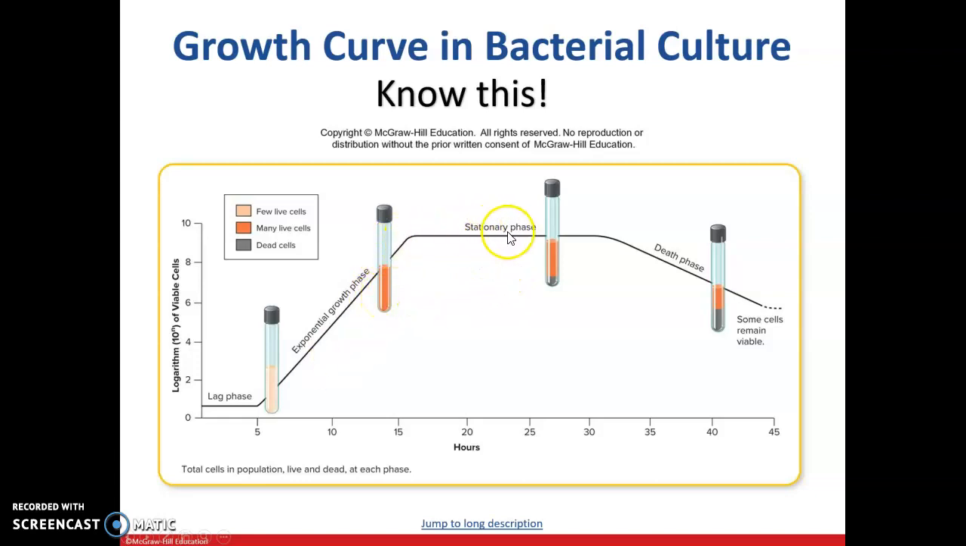Then we kind of plateau off, right? We've got some cells starting to die a little bit, but really it's kind of just stuck in this stationary phase. And then at the death phase, basically the death rate is way higher than the birth rate. So there are some cells remaining viable, but for the most part, there's not much left in there that is really usable. So you need to know this. You're going to want to draw it out and explain it to me.